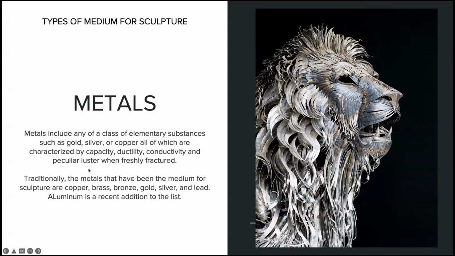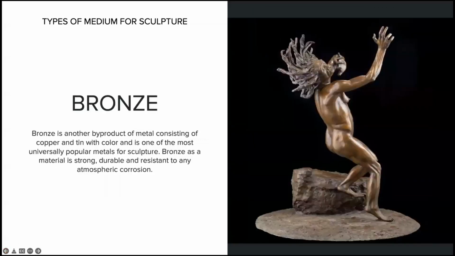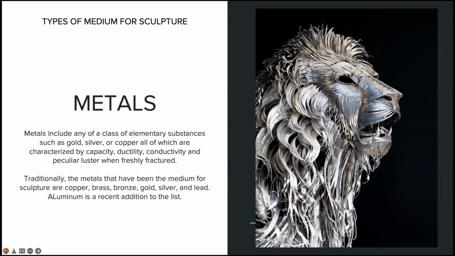You remember? But again, we cannot use all the metals that we learn in science for art. We have selected gold, silver, copper, and others, like bronze. So traditionally, the metals that have been the medium for sculpture are copper, brass, bronze, as I mentioned, gold, silver, and lead. Aluminum is a recent addition to the list, so we can also use aluminum as a medium for sculpture.